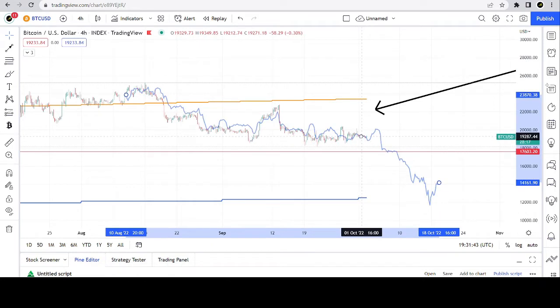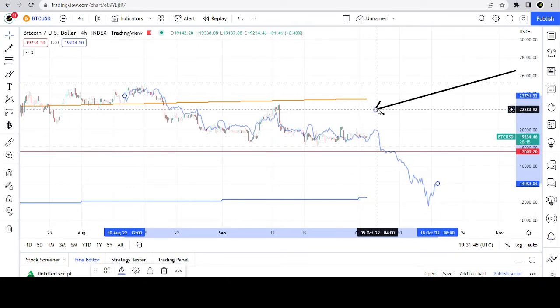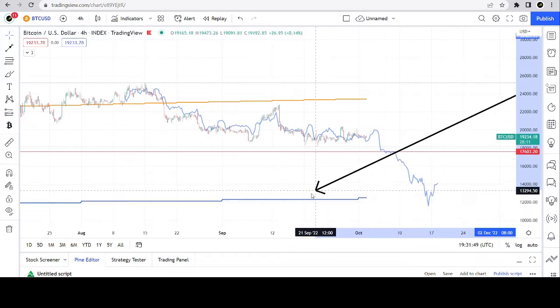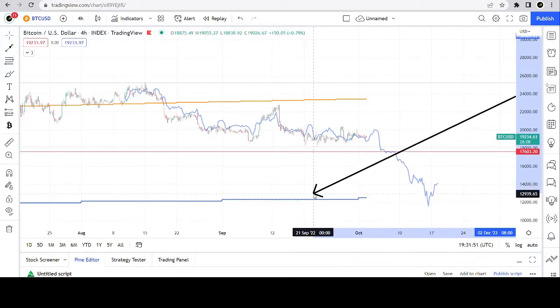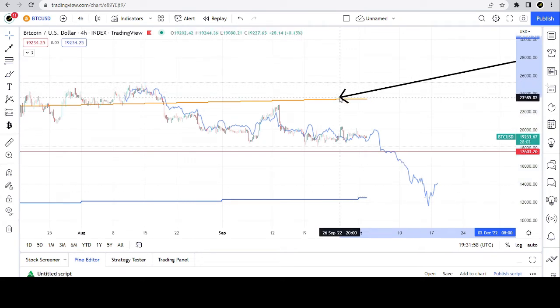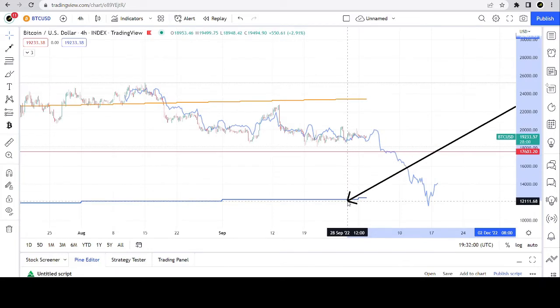Now, this is a bear fractal, so if it continues to follow this fractal, it will move down lower. And one potential bottoming out area is the 100-month moving average. So this is the 200-week moving average. This is the 100-month moving average.